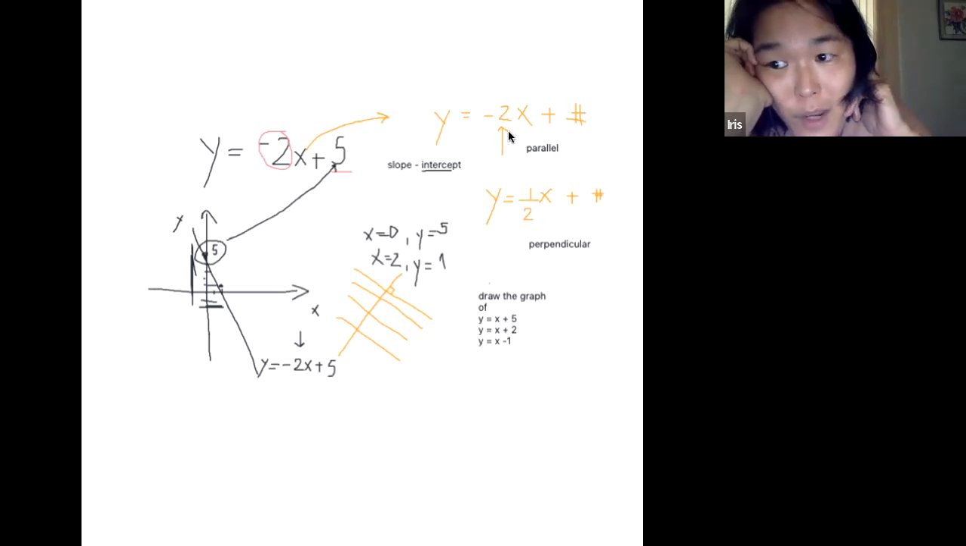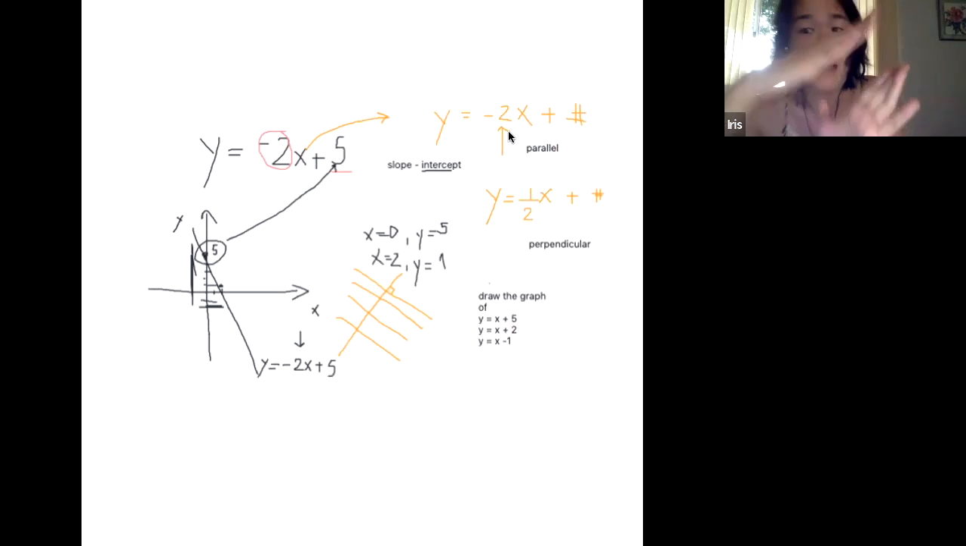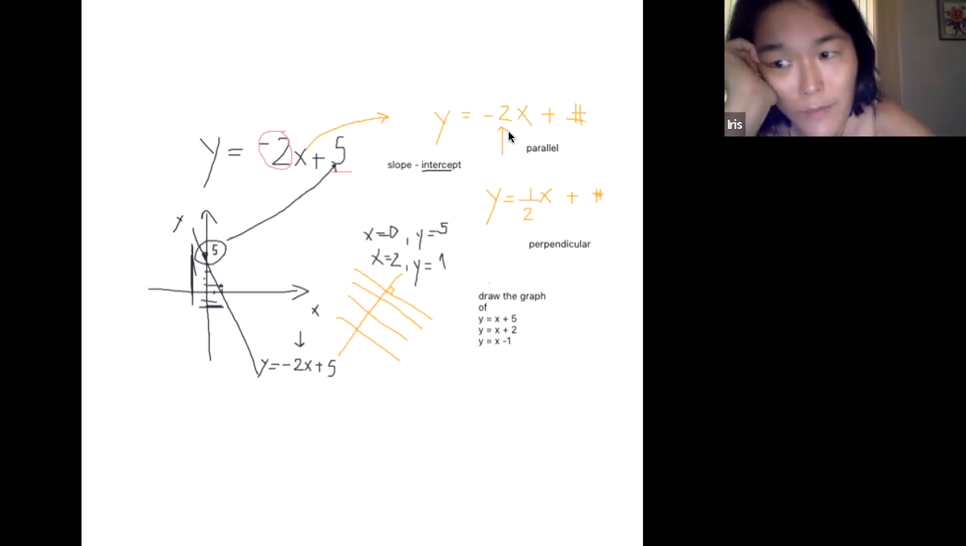I think it's much better to actually see it happening and then say, hey, why is it that they are all parallel? And the perpendicular one kind of really sucks. Why is it that it's a flip and then you change the sign? That takes some time to show. So we usually just memorize it. You put it in slope-intercept form, then flip and change the sign of the slope, and you get the family of perpendicular lines.